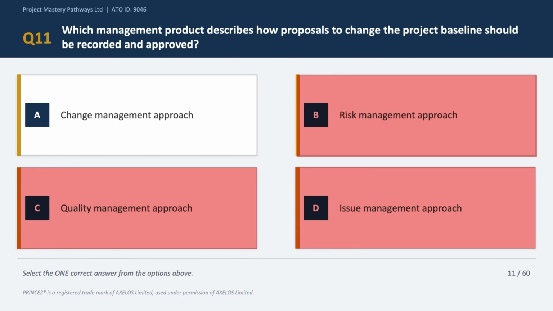So the correct answer to this question is option A, which says the change management approach. Because the change management approach specifically defines how changes to the agreed baseline are controlled, recorded, and approved throughout the project. So the correct answer is option A.